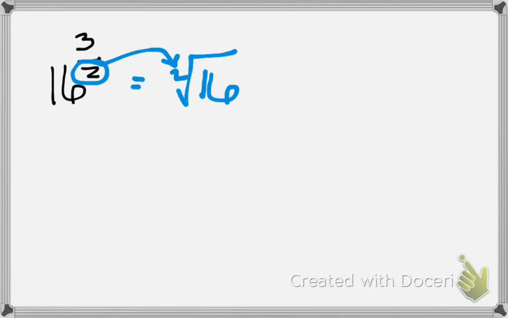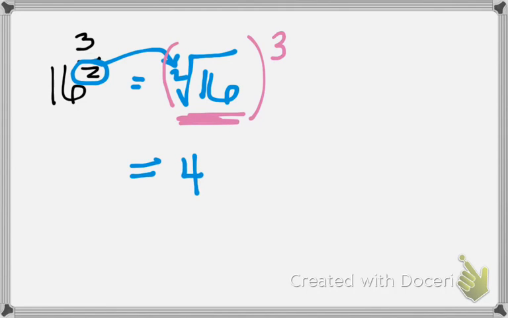This is specifically a case where putting the 3 with the 16 under the radical isn't going to make your life easier. With no calculator, it's going to be much easier to keep that exponent on the outside. It's going to be much easier to evaluate this inside first and then deal with the cube. So square root of 16 should be 4. 4 to the third power, 64. No calculator needed.